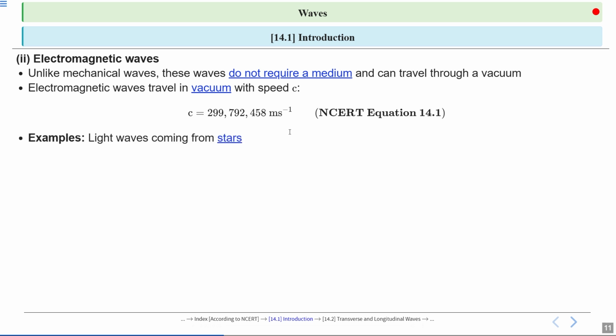Examples: light waves coming from stars. Light from stars is a great example, since it travels millions of kilometers through space to reach us.